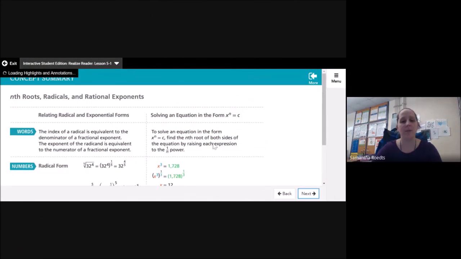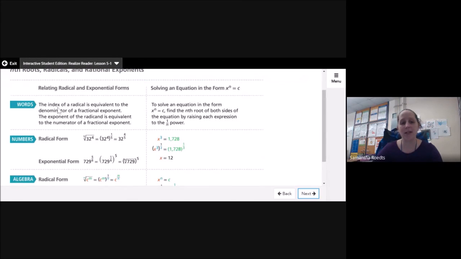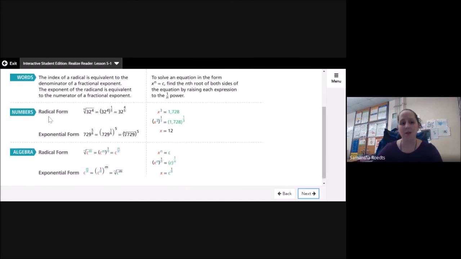All right, so concept summary. Nth roots, radicals, and rational exponents, relating radical and exponential forms. So in words, the index of a radical is equivalent to the denominator of a fractional exponent. The exponent of the radicand is equivalent to the numerator of a fractional exponent. So in numbers, in radical form, the fifth root of 32 to the fourth equals 32 to the fourth raised to the 1/5 power, or 32 to the 4/5.